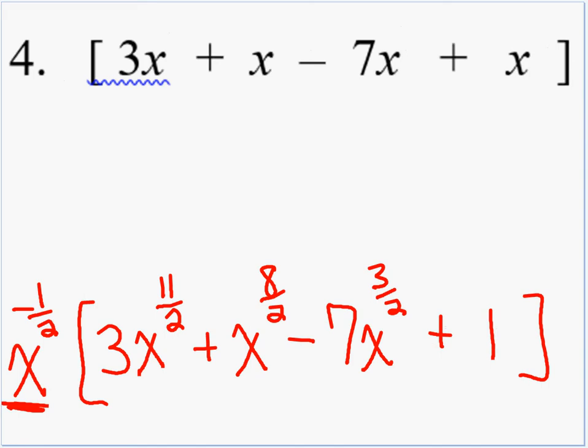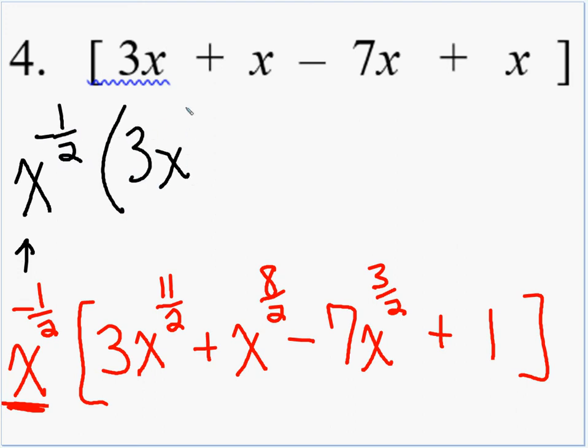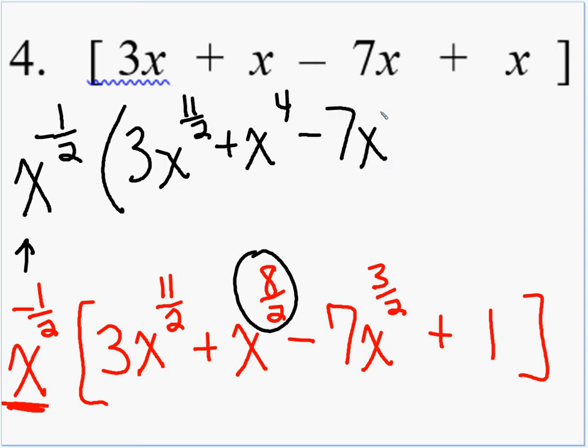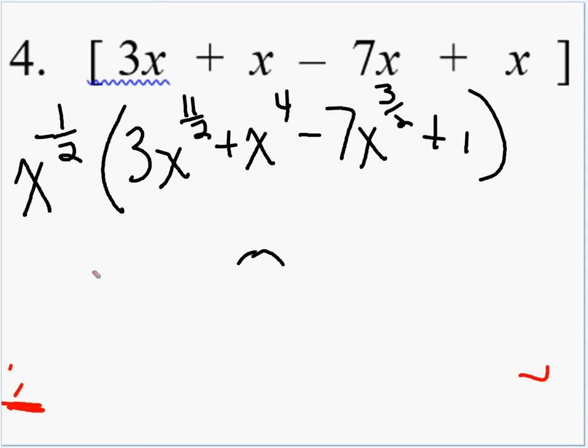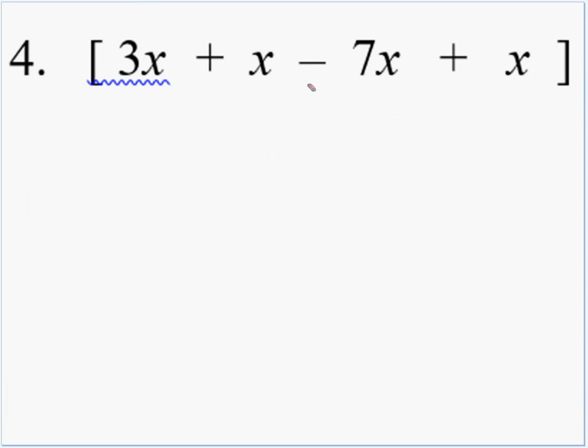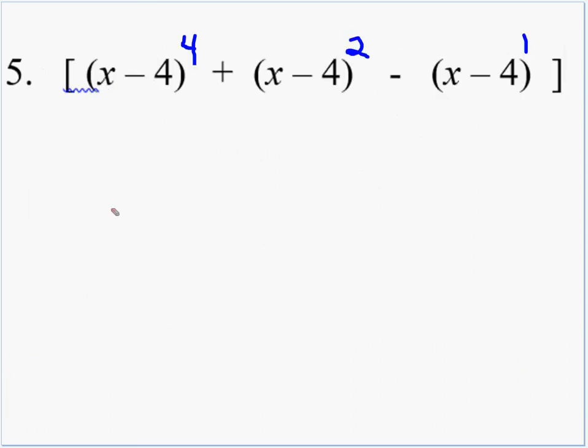So I'm going to just work my way back up here. So let's just make it look a little nice. We've got x to the negative a half, and then 3x to the 11 halves. That'll stay like that. Plus x, 8 divided by 2 is 4, minus 7x to the 3 halves, plus 1, and then close those back off. All base x again, but here we had negative fractional exponents.